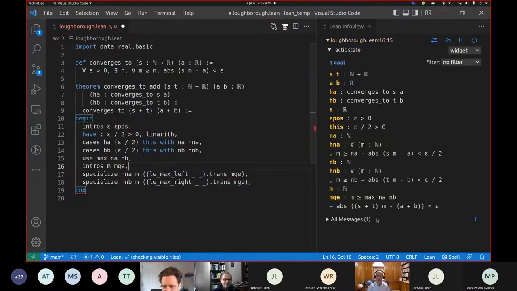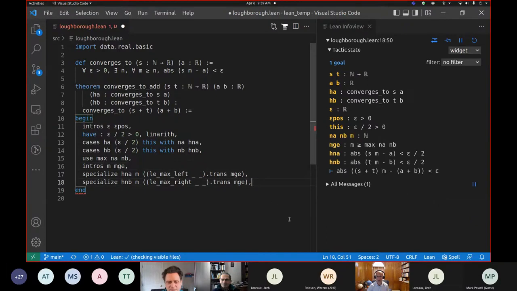Okay. And now we specialize that. So now we have all the data before that, and now we're just down to a calculation. Given that Sm minus A is less than epsilon over 2, and given that the absolute value of Tm minus B is less than epsilon over 2, we want to do that calculation.